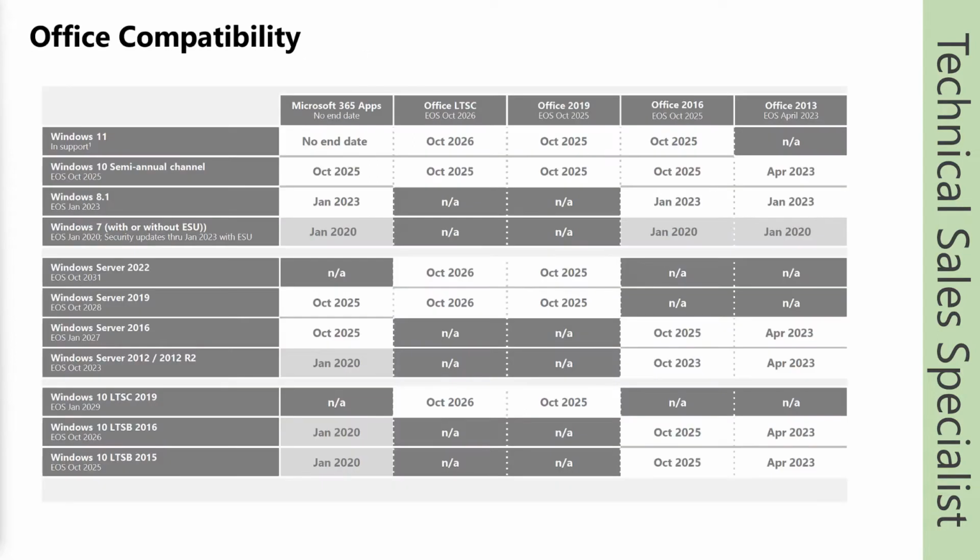Let's have a look at the Office compatibility and Office support. Microsoft 365 apps, this is the subscription where we receive the Office apps for local installation with regular updates, is fully supported on Windows 11. We have a full support without any announced end date. This means as long as I update my Windows client and my Microsoft 365 application, I will have support for this combination.